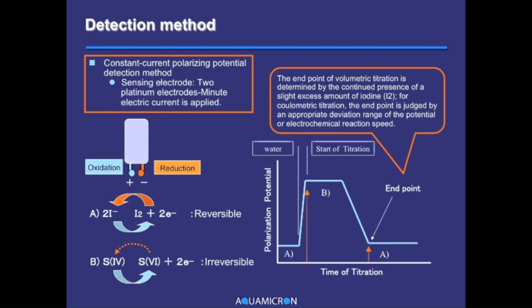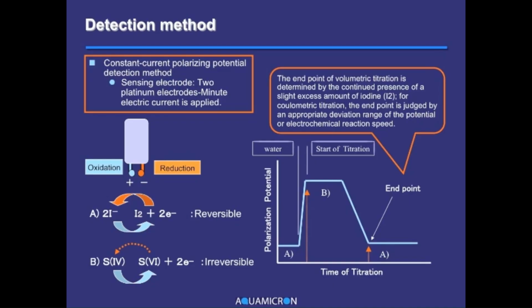Reaction scheme A begins to work again at this step, and it makes the polarizing potential gradually fall, and the potential returns to the initial level at last, where reaction scheme A works smoothly again. The endpoint of the titration is determined when a slight excess of iodine can remain for a while, a 30-second duration, for example, in volumetric titration.